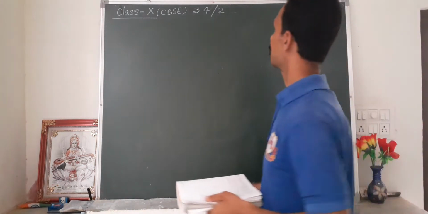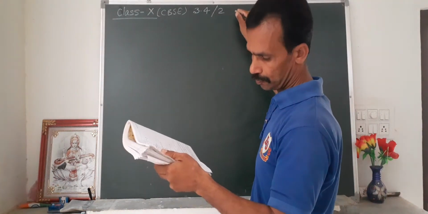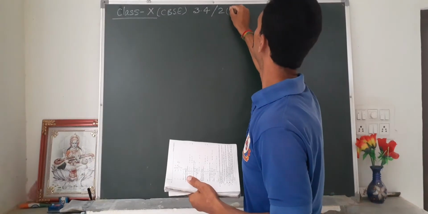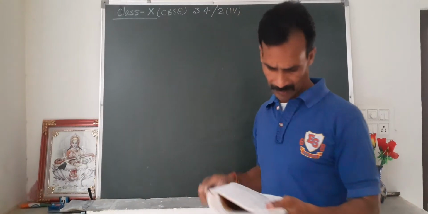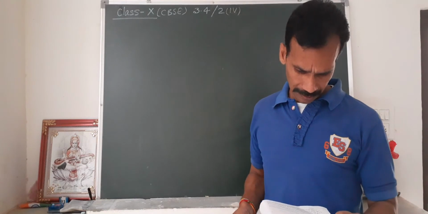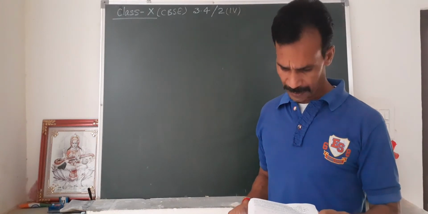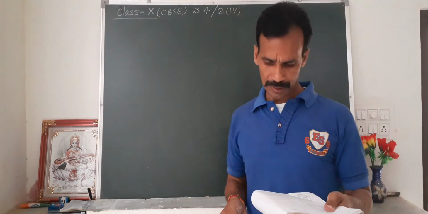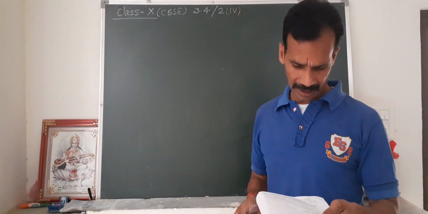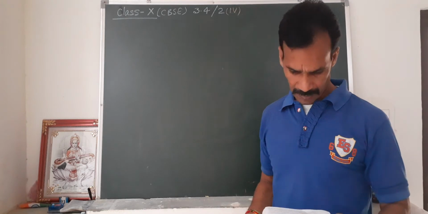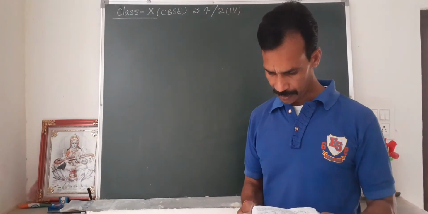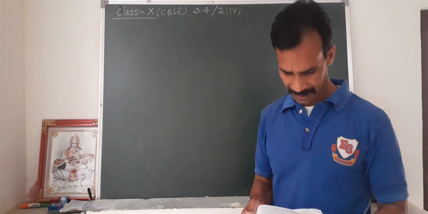So now, exercise 3.4, question number 2, the fourth one. Meena goes to the bank to withdraw rupees 2000. She asked the cashier to give her 50 rupees and 100 rupees notes only. Meena got 25 notes in all. Find how many notes of rupees 50 and 100 she received.